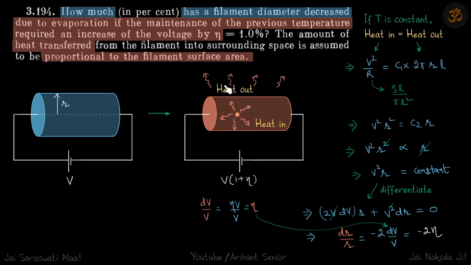So both are reducing, but at a different rate. Which is reducing at a faster rate? That is power generated inside. Why? Because that has a term of R square, right, in the numerator.